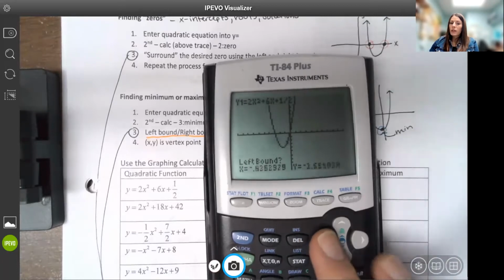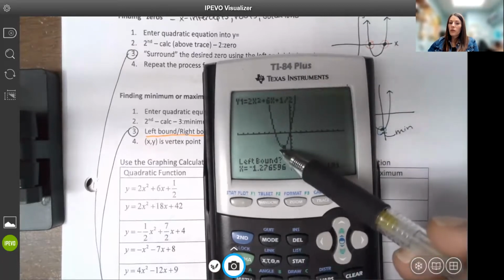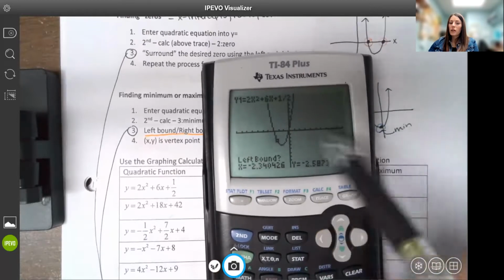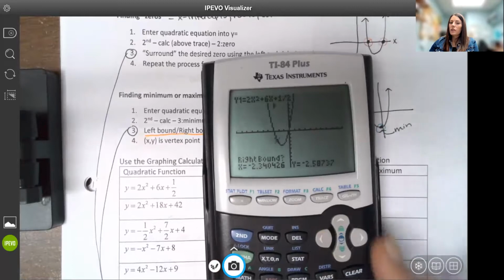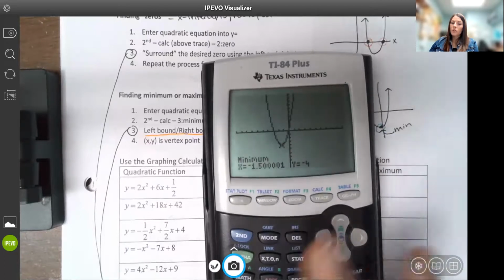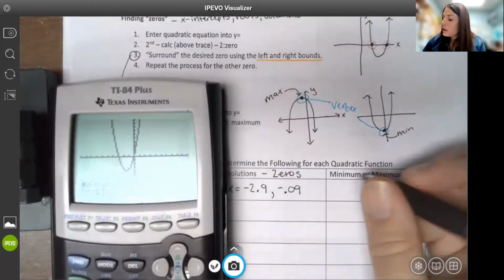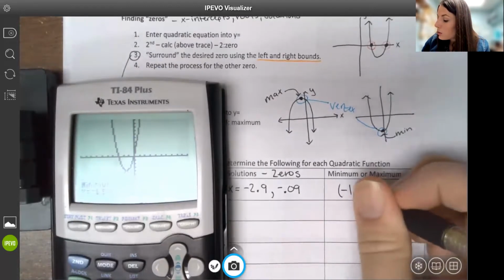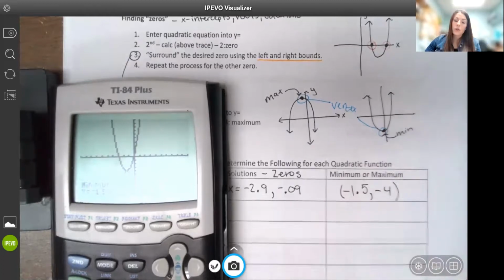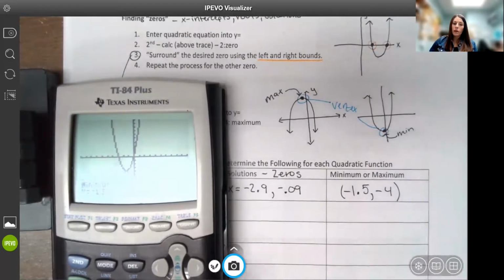And then I need to do the same left bound, right bound thing, but this time around the bottom of the graph, where my vertex is. So I go to the left of my vertex and I hit enter. Go to the right of my vertex and I hit enter, and I hit enter again, and it finds my vertex point, -1.5 for x value and -4 for y value, and that's where my minimum of my graph is, that point.